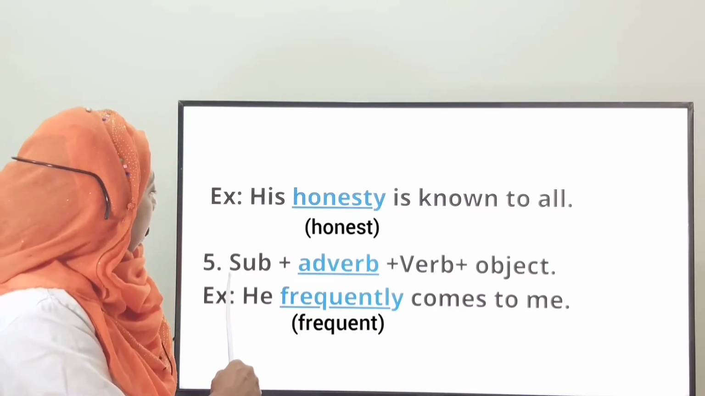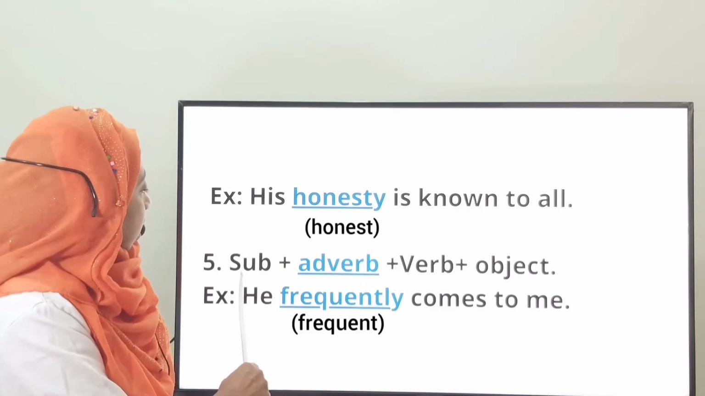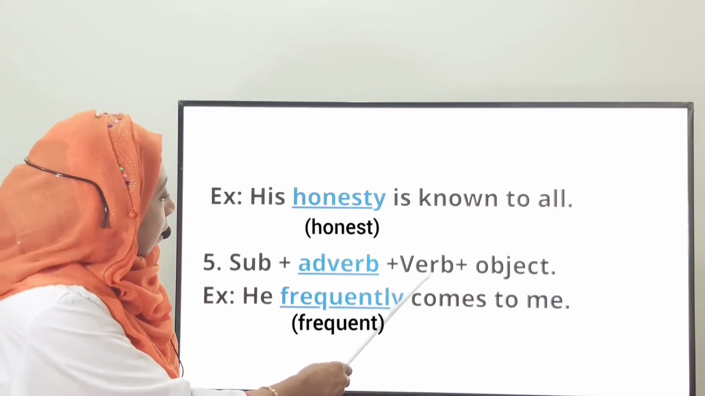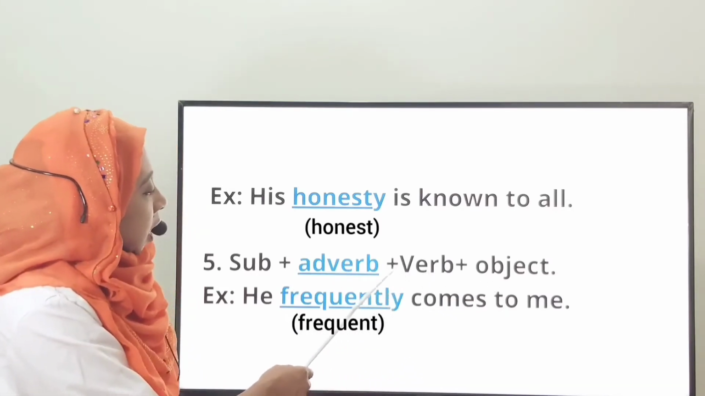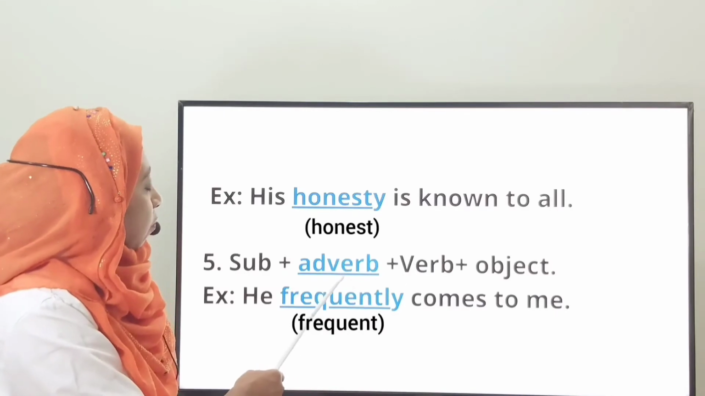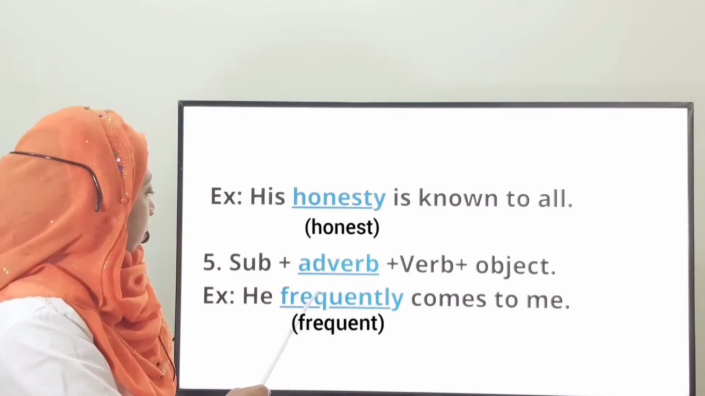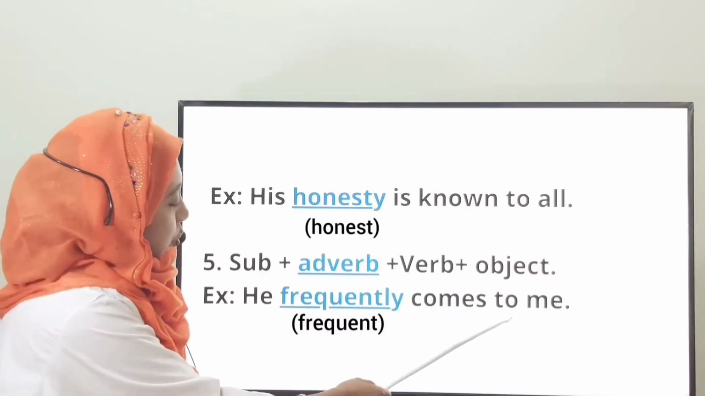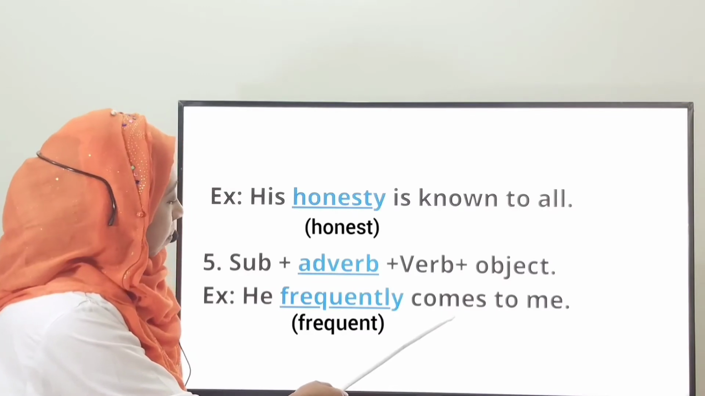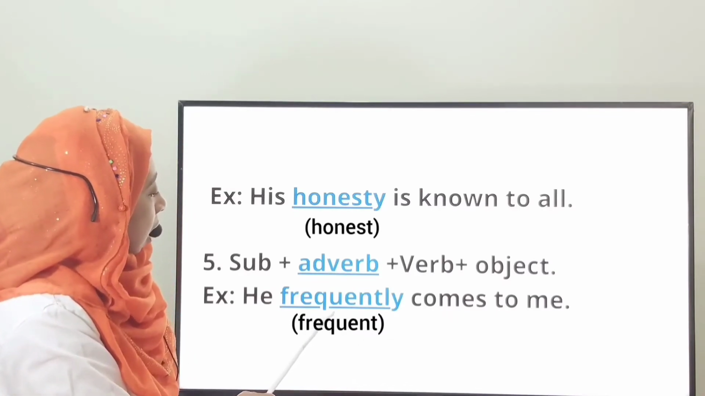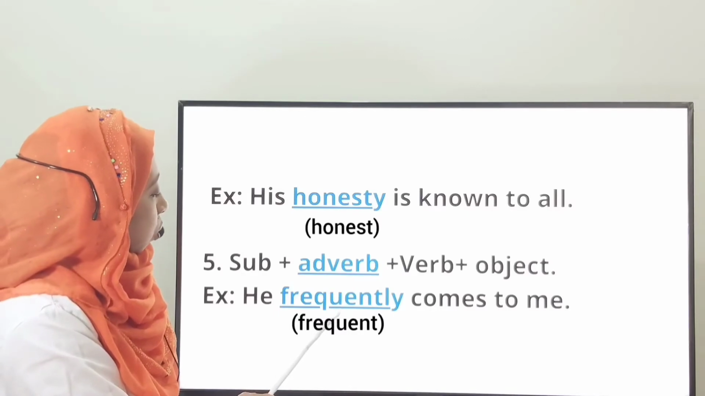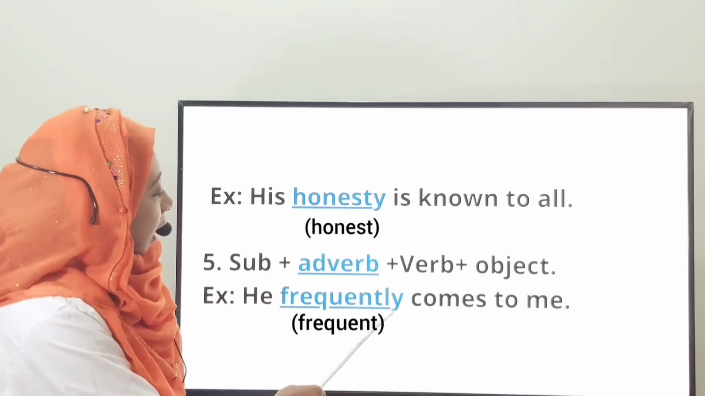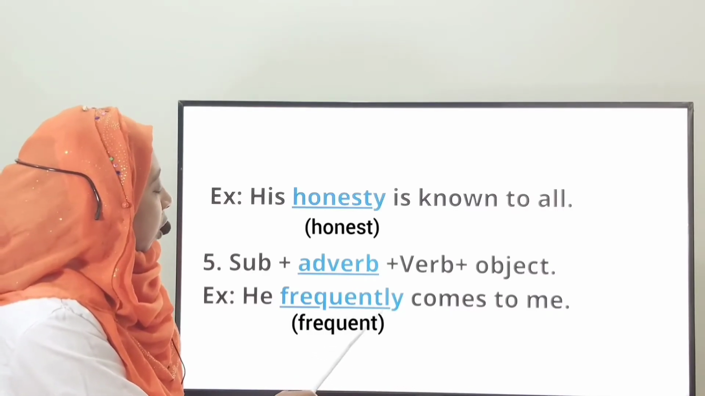Dear students, we also remember another structure, that means whenever you get subject, after that gap and then verb object. That means you get the gap before a verb. For that you will think adverb word. So let's see an example. He frequently comes to me. Here comes verb and before that we get a root word frequent. So we convert it into adverb after using suffixes ly and the new adverb word frequently is created.